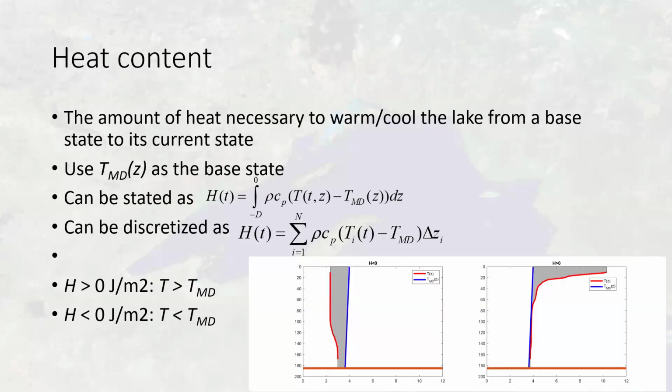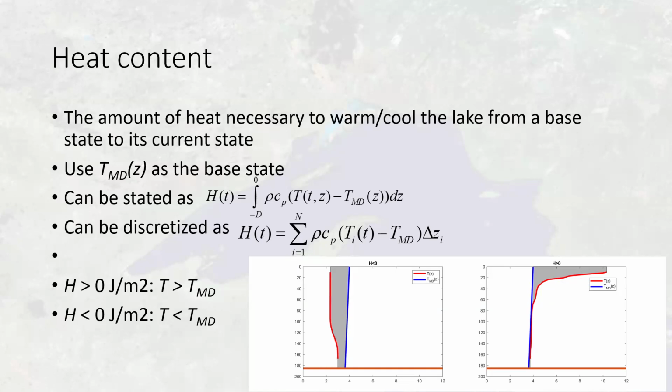Heat content is the amount of heat, in thermal energy, that I have to put in to warm the water from some base state, and I'm going to use the temperature of maximum density for that, to its current state. So if the water is warmer than the temperature of maximum density, I have to put heat into the system. Here in the right panel, it turns out that heat content is proportional to the area between those 2 curves, basically the gray area on the right. If I'm in the winter and the temperature is below the temperature of maximum density, we still compute the area of that region, but we put a minus sign out in front.